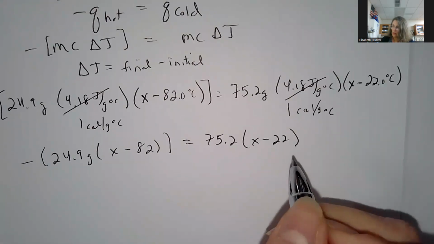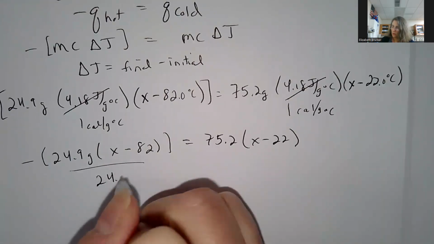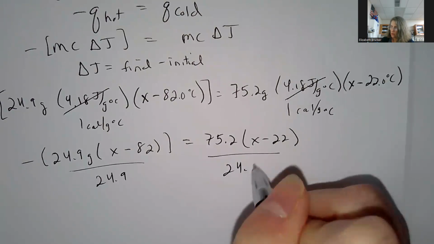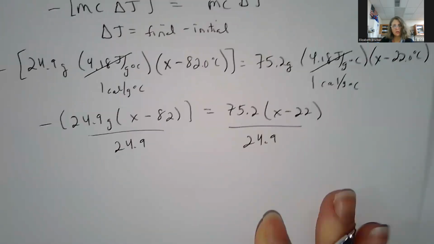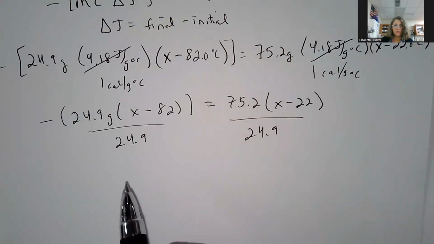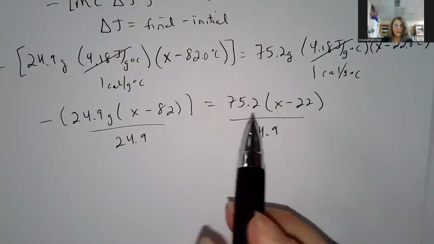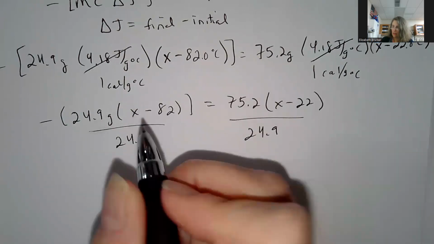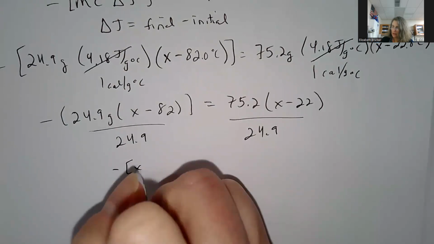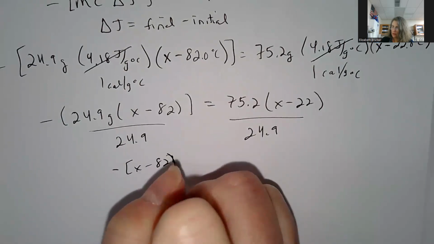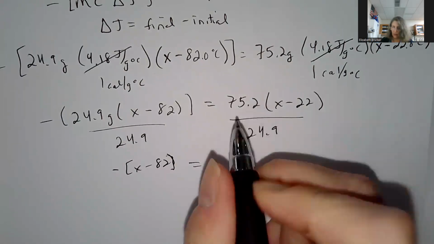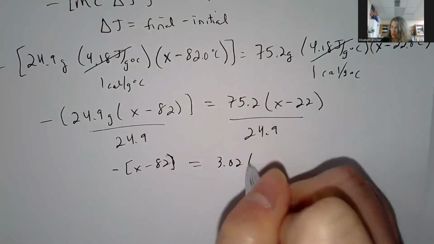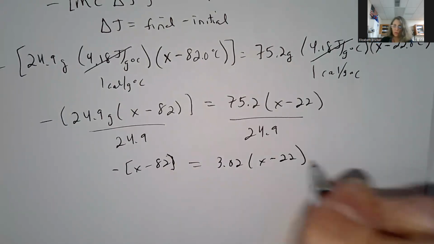So I'm going to divide both sides by 24.9. And again, there's other ways you could do this calculation. I'm just trying to show you some of the algebra. So I'm going to divide by 24.9 to get rid of this 24.9. So I'm going to end up with negative x minus 82 on this side. And this is going to end up being about 3.02 times x minus 22.